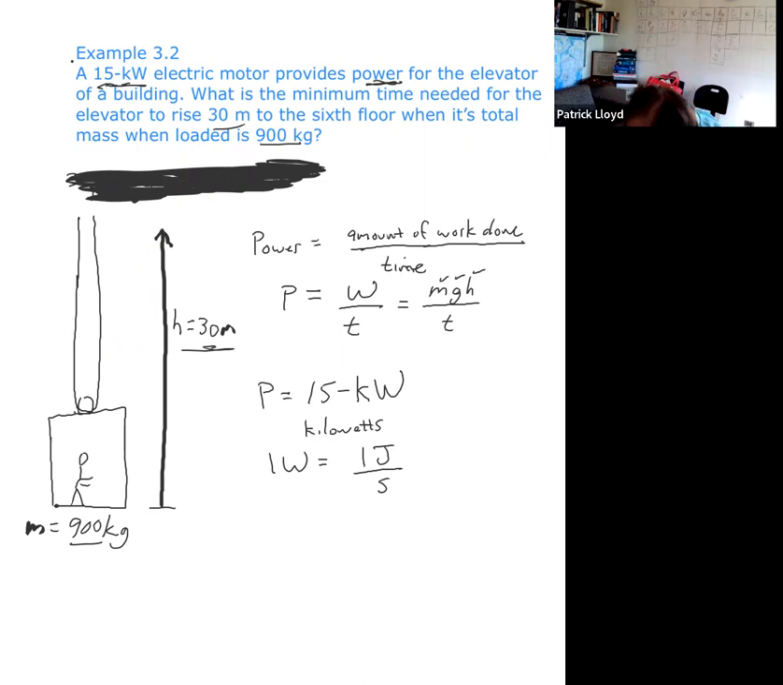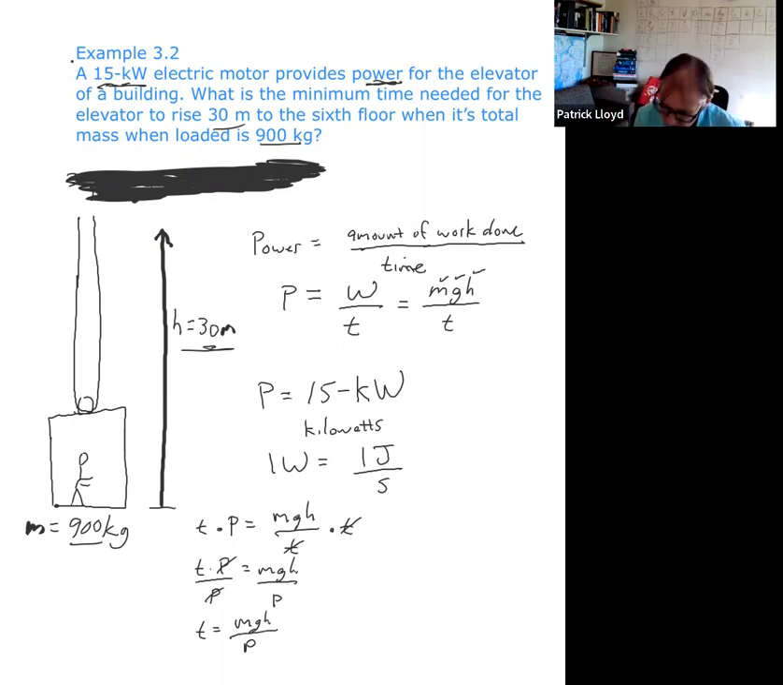Okay, so what we're going to do is we're going to take this equation, I'll write it again, P equals mgh over t, and we're just going to rearrange it to find t. If we multiply both sides by t, now t over t is 1, and that gives us t times P equals mgh. If we want to find t, now what we do is we divide both sides by P. And that gives us t on the left side, and then mgh divided by P on the right side of the equation. And that's what we'll use to calculate the amount of time.